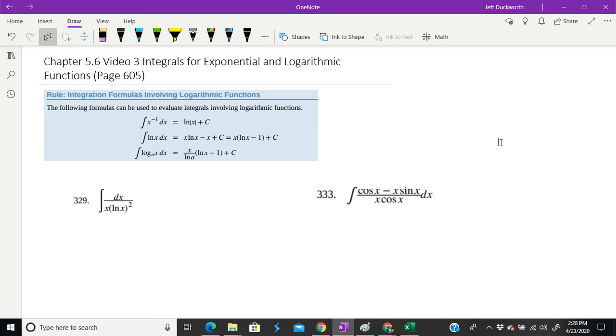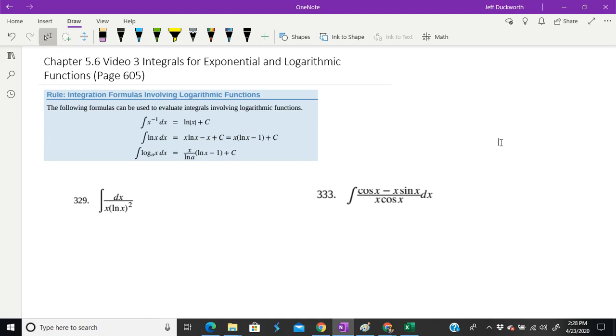I don't know that I've done these before, but the natural log, the derivative of the ln of x is 1 over x, or x to the negative 1. So the integral of x to the negative 1 is simply ln of x, and then plus any constant, of course. All right, so here's a couple problems I've chosen from section 5.6 on page 605.